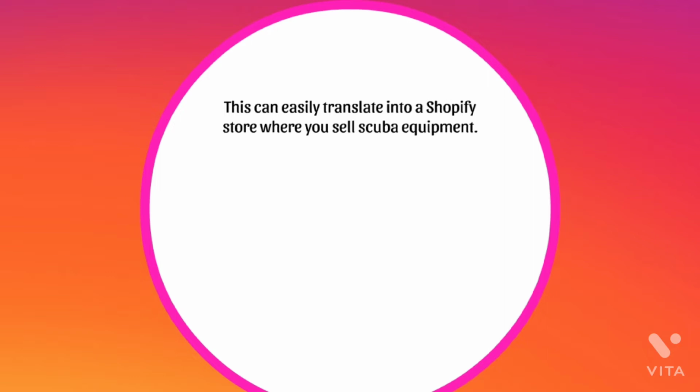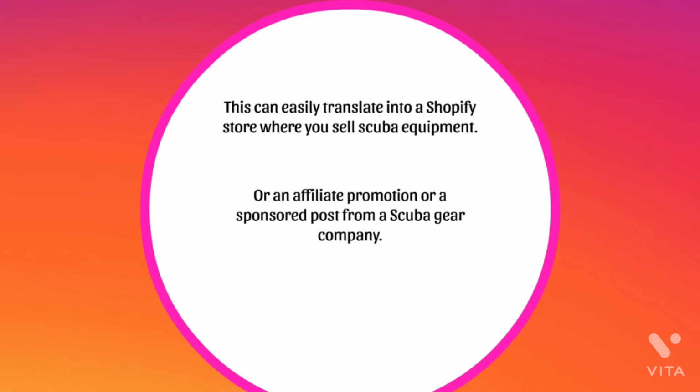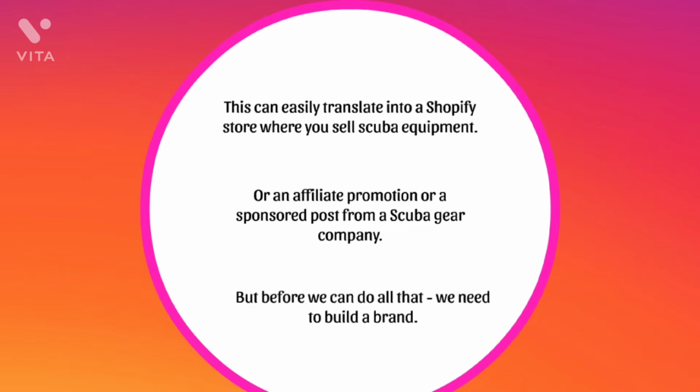You get to indirectly sell things, because at the end of the day, people are going to want what you have. They feel, okay, if I have the same software tools, or the same tools or equipment that you have as a scuba diver, or as whatever you're trying to do as a lifestyle or brand, they're more likely to buy it, right? So it can be a Shopify store, it can be an affiliate promotion, it can be a sponsored post from a scuba gear company, which we'll talk more about later down the road. But before you can do all of that, you need to have a brand. You need to have the ability to create a lifestyle, right?